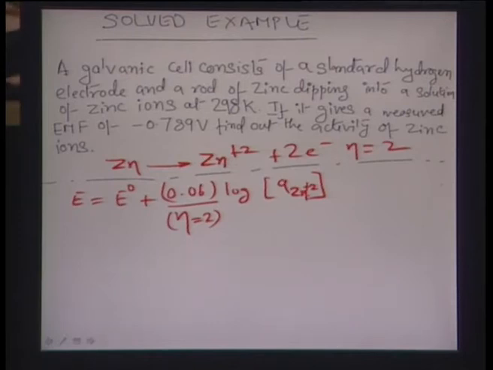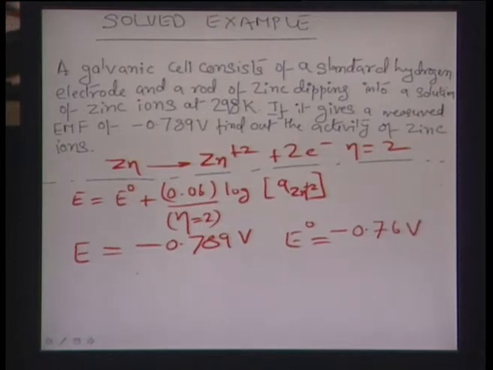It is given in the problem that the EMF E of this particular cell is minus 0.789 volts, okay, and this is with respect to a standard hydrogen electrode. So, the E0, the standard potential with respect to that electrode, from the tables which I have described in my earlier lecture, comes out to be 0.76 volts, okay.